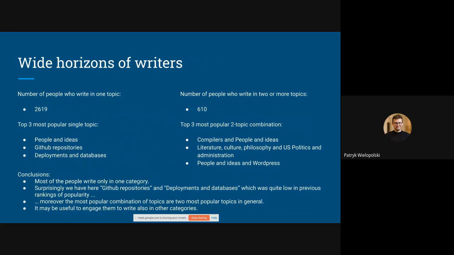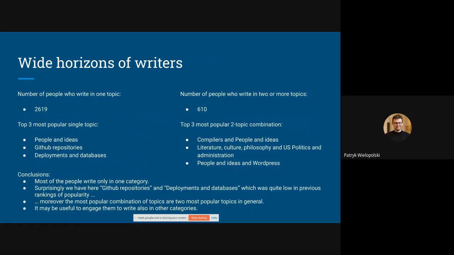Next, the wide-horizon writers. When we think about writers, in general there are two types of people: those who stick to one topic, and those with a quite wide horizon who write about different topics. We have some basic statistics on the slide. What is interesting is that the second and third most popular single topics are GitHub repository and deployment databases, which were not present among the most popular categories before. We also have the top three combinations of two topics, and the first one is the combination of people and ideas, which were the first and second most popular topics in general.